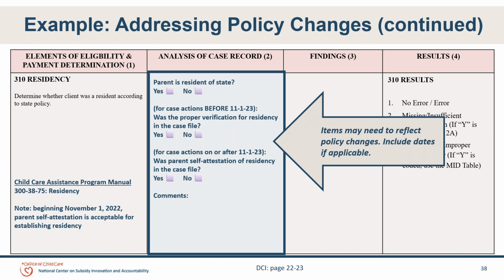So in this example of element 310, column 2, the reviewer has kind of 2 sets of questions about verifying residency requirements with the effective dates included. So for a reviewer going into this element, it's really clear which set of items are going to be reviewed based on the date.